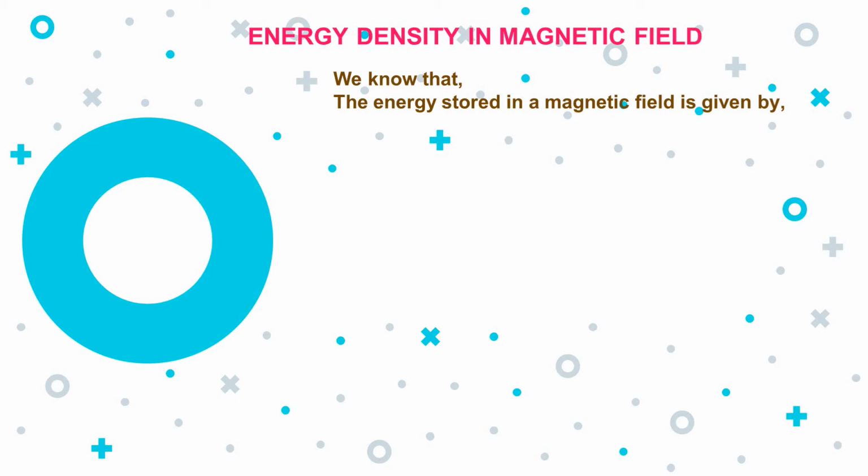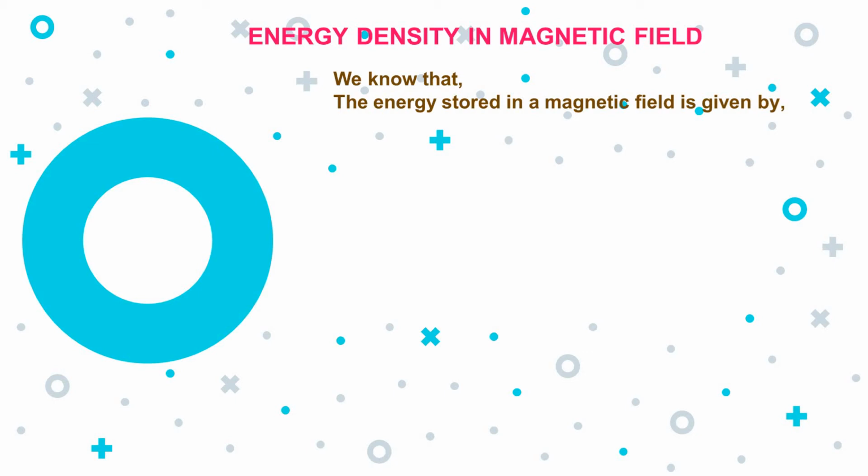In general, the meaning of density is nothing but some charge per unit length with respect to a path, or some charge per unit area with respect to a surface, or charge per unit volume with respect to some volume. So like that we can define it. Here also we can define what is energy density. Energy density is nothing but some energy stored per unit volume.